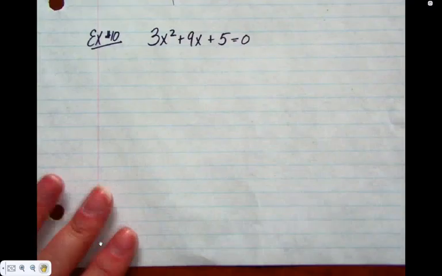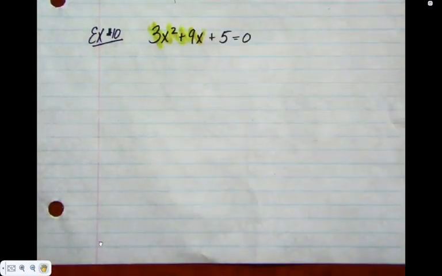Step number 1, everything with an X stays. Everything without an X has got to go. So all of this X stuff is good. The 5's got to move over. How do I get rid of a 5?